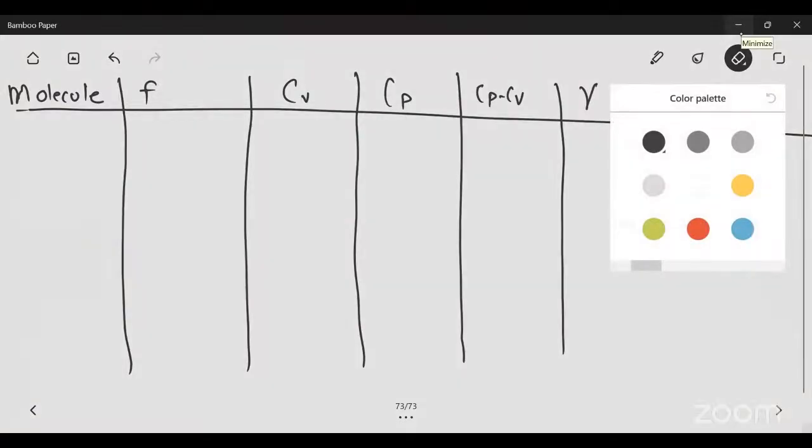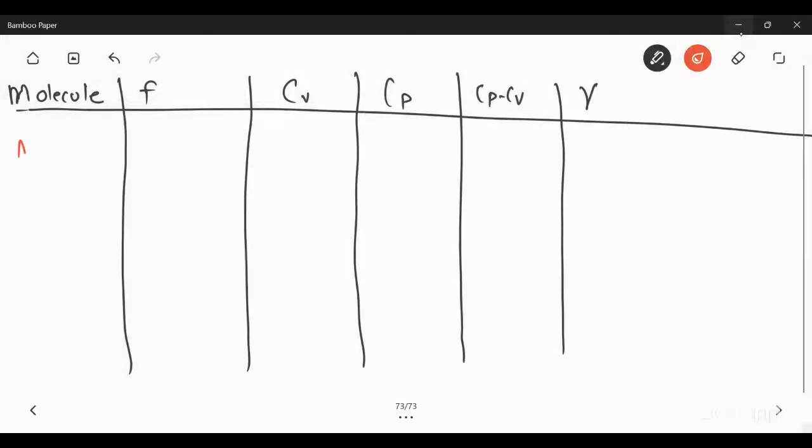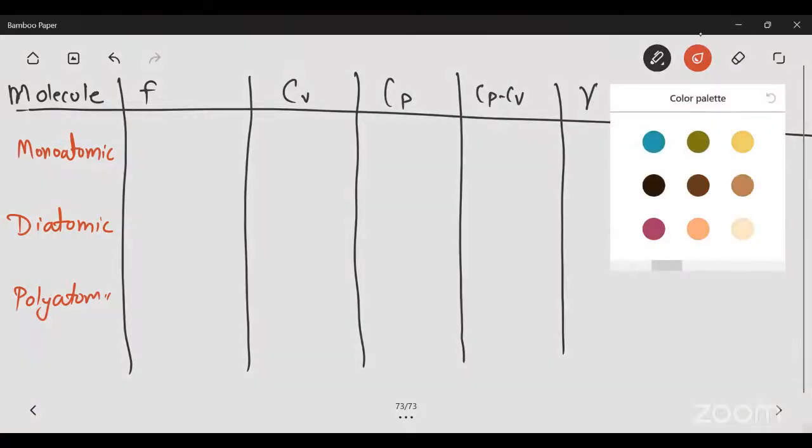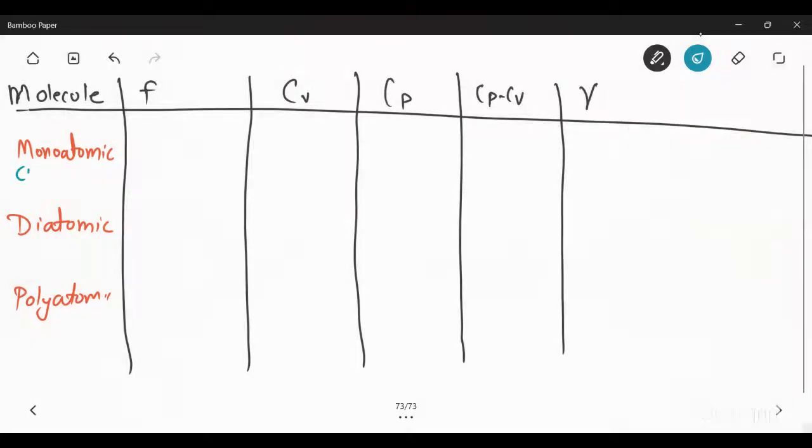First is monoatomic molecule. Second is diatomic molecule. And third one is polyatomic molecule. Monoatomic means which have a single atom, like hydrogen, chlorine, and O. Diatomic molecules are like O2, N2, NaCl. All are diatomic, in which they have two atoms. Polyatomic have more than two atoms.